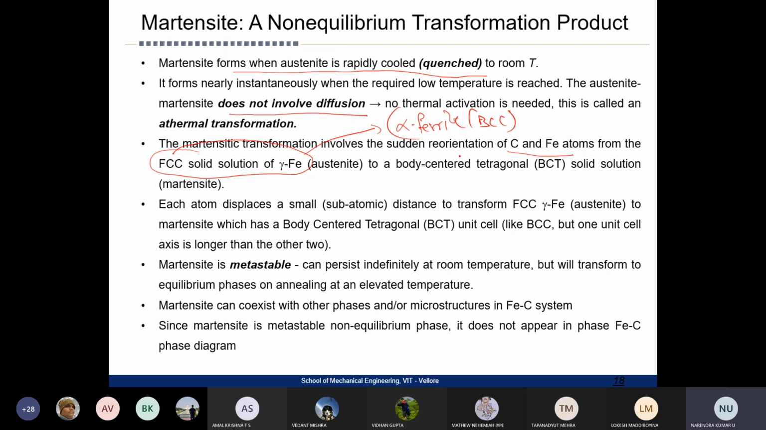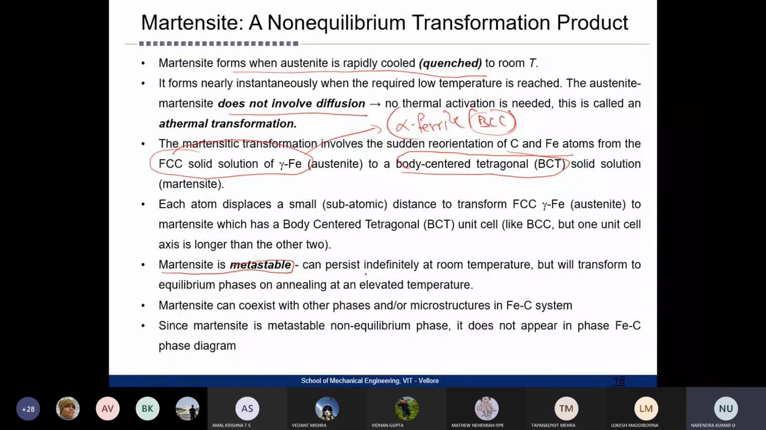And since quenching is done, no diffusion is taking place, so only reorientation of atoms is taking place. So rather than forming a BCC structure, it is going to form a body-centered tetragonal structure. Because the carbon which has to go into the interstitial sites will not go to the interstitial site, but it is going to be at the edge of the unit cell. So that's the reason the crystal structure gets elongated and you get a body-centered tetragonal structure. One more point, martensite is a metastable structure.